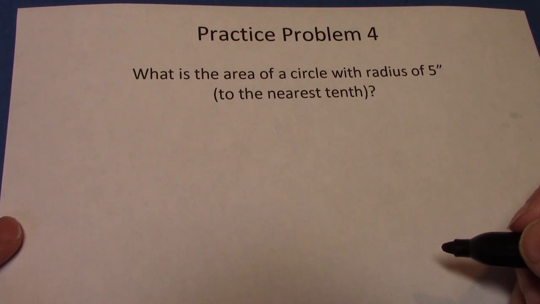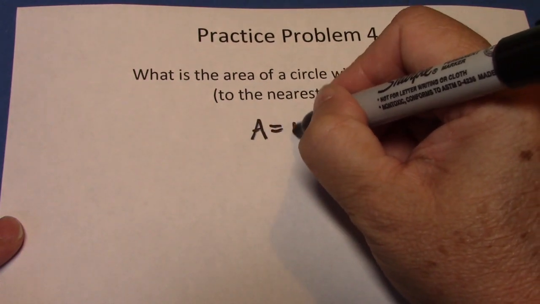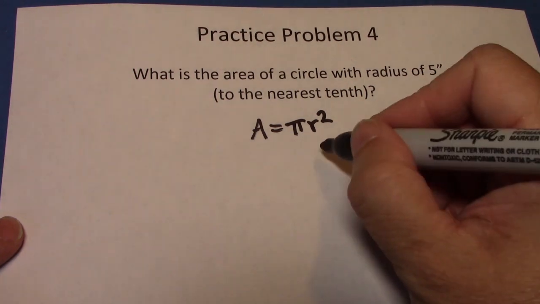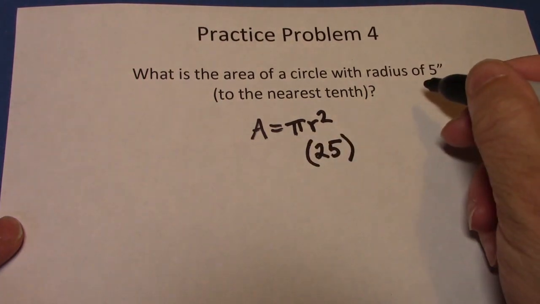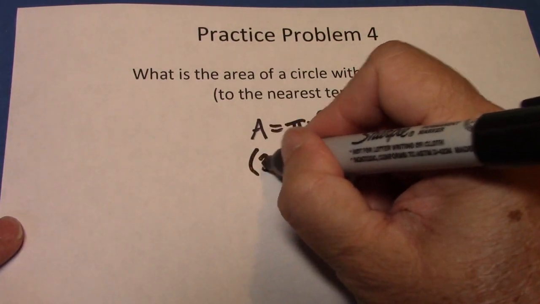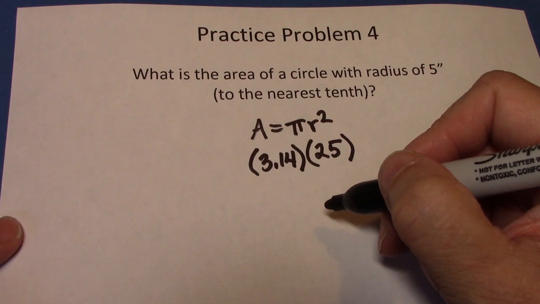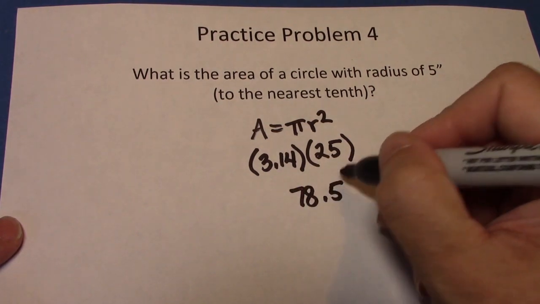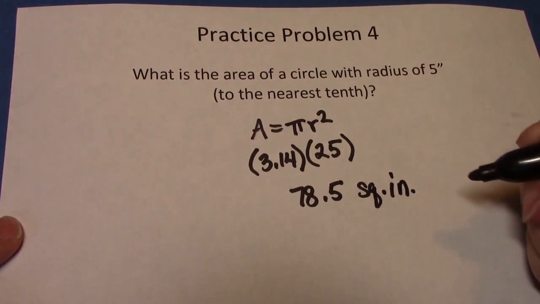Problem 4. What is the area of a circle with a radius of 5 inches to the nearest tenth? Area equals pi times the radius squared. The radius is 5 inches, so that's 25, 5 times 5, times 3.14, and that will give us 78.5. So with area, we're talking about square inches.